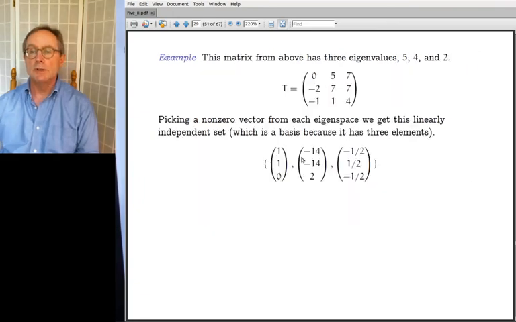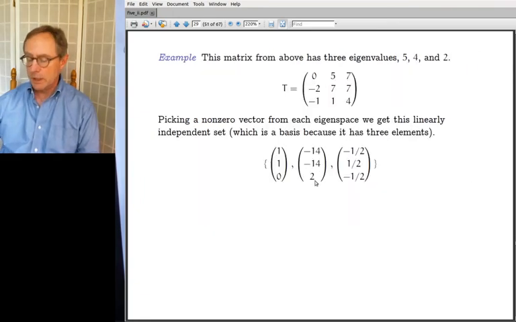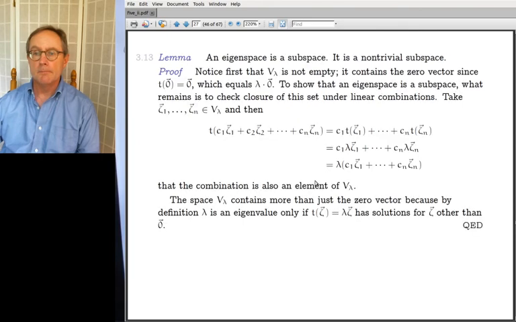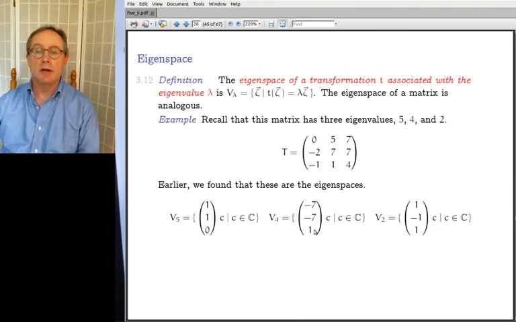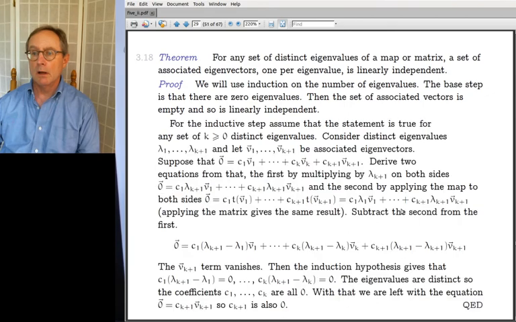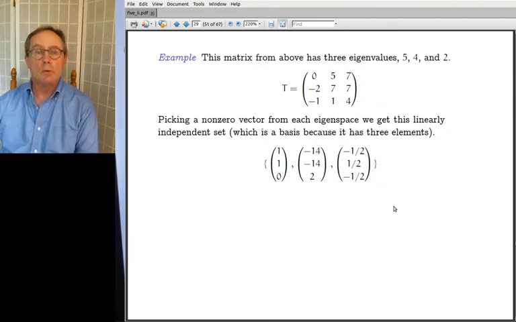If for some reason it's convenient to do something else, -14, -14, 2, I just picked -7, -7, 1 and doubled it. Not for any great reason, I just did. And then over here with the 1, -1, 1, just to illustrate what kinds of things you can do, I multiplied through by -1/2. So that's all fine, and that's going to be a basis for R3 because it has three elements. This obviously has three columns, so it acts on three tall vectors.